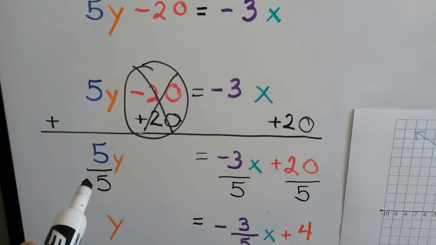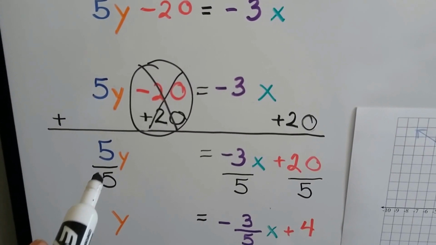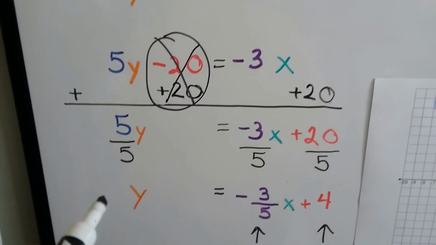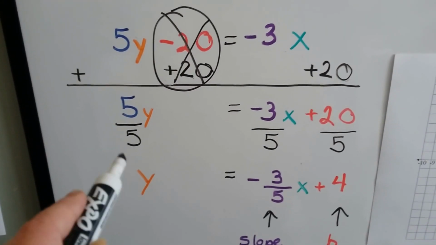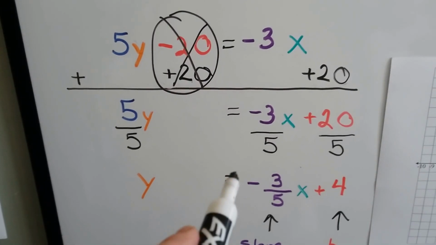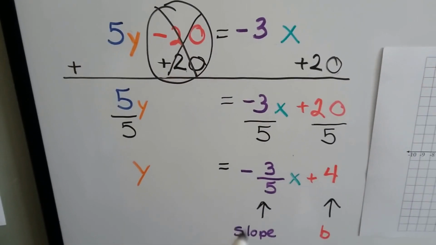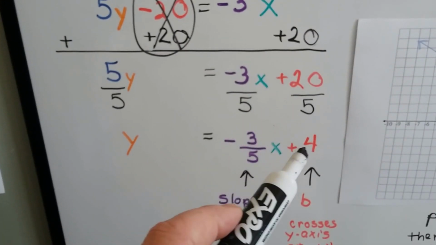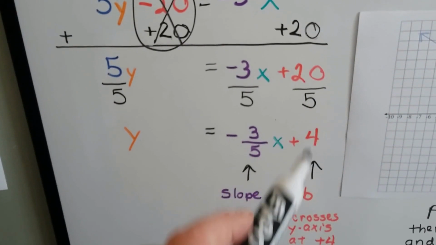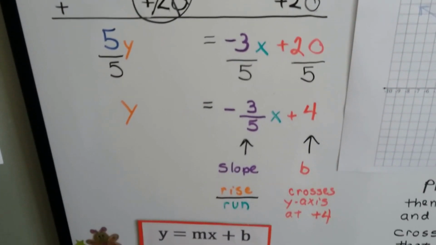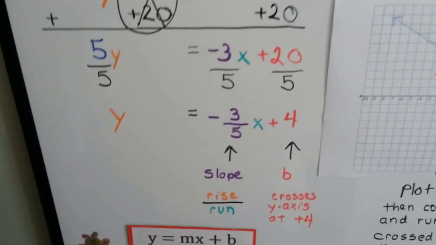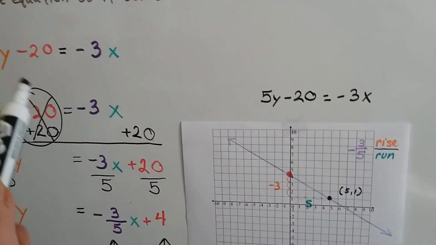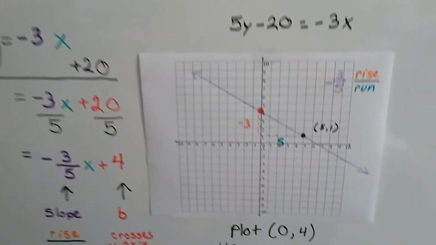All we have to do is use the multiplication property of equality to divide each side and each term by the 5. That gives us our buddy, the invisible 1 right here, right? And we have a negative 3/5 as our slope, our rise over our run, and 20 divided by 5 is a positive 4. That's where it's going to hit the y-axis at 4. That's slope-intercept form.